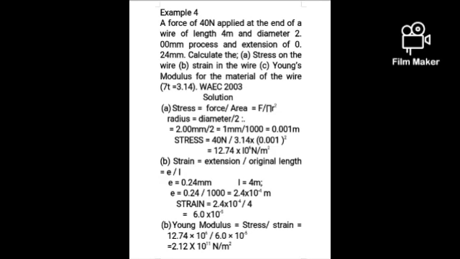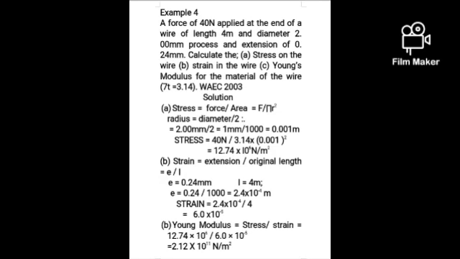Okay, now the last question here, number 4. We are told that a force of 40 Newton applied at the end of a wire of length 4 meter and diameter 2.00 mm produces an extension of 0.24 mm. Calculate the stress on the wire, the strain in the wire, and the Young modulus of the material.